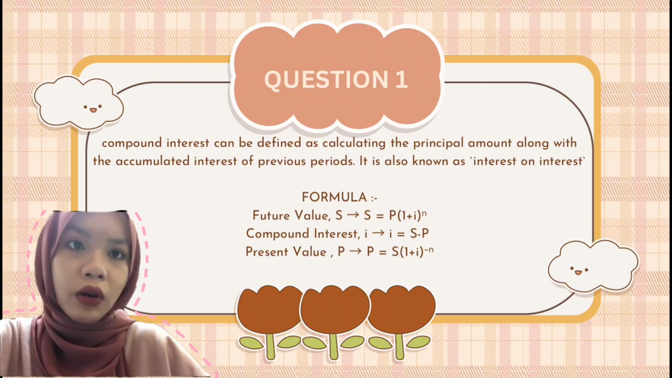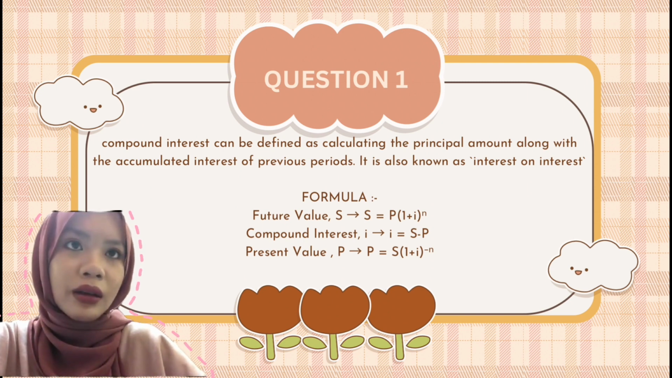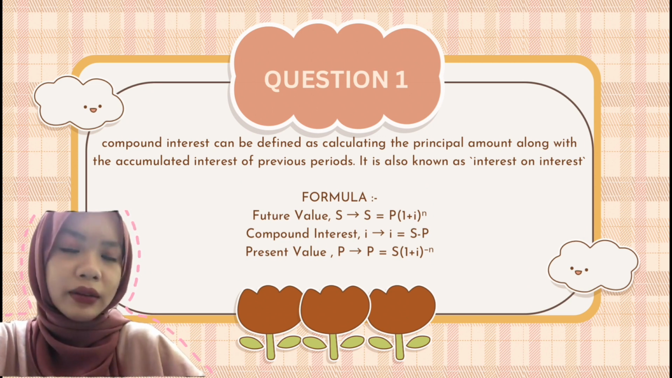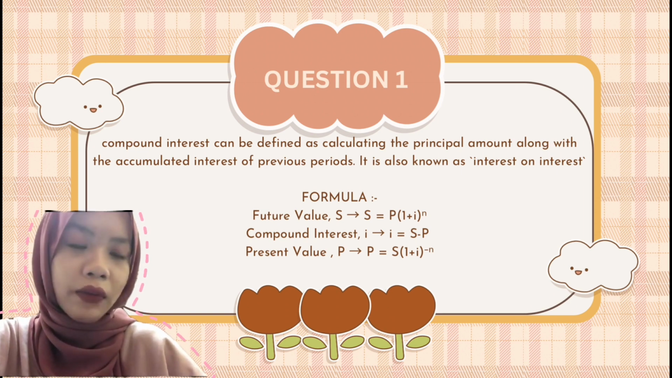The formulas of compound interest are: for future value, S equals P bracket 1 plus i to the power of n. Compound interest I equals S minus P. Present value P equals S bracket 1 plus i close bracket to the power of negative n.